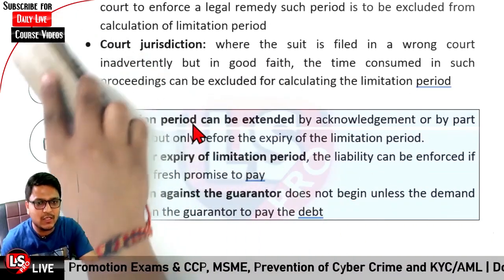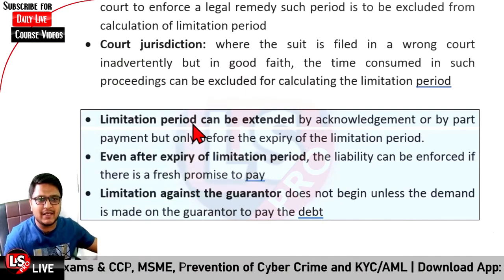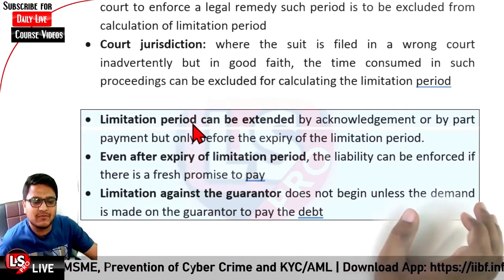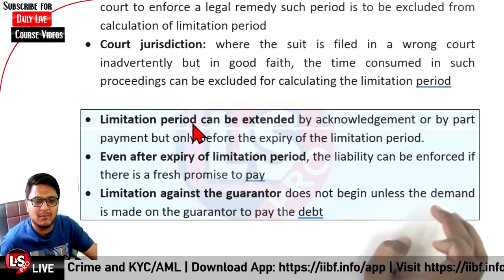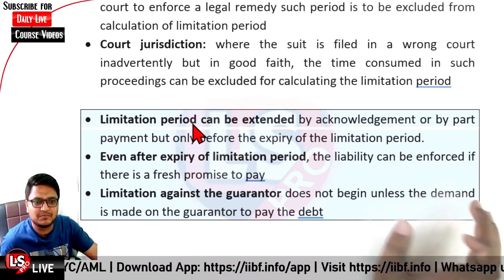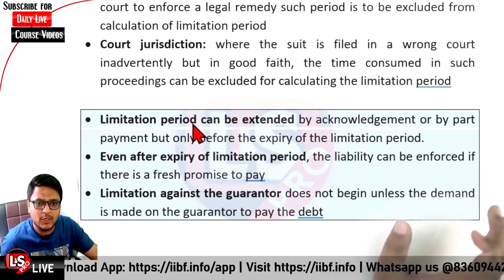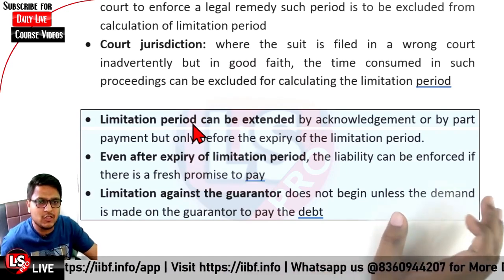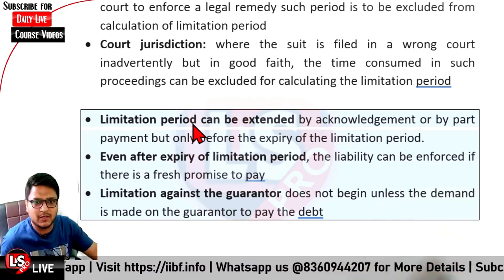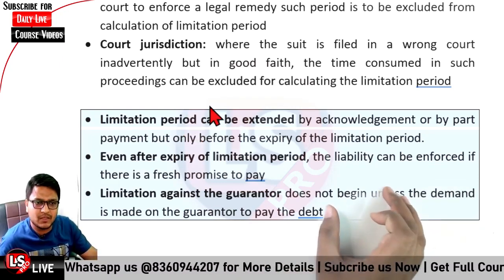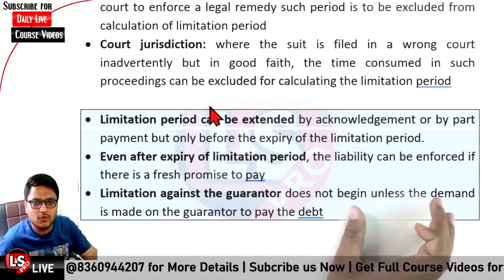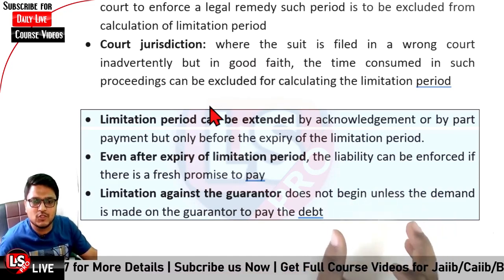Further, how can the limitation period be extended? It can be extended by way of acknowledgement letter, which we call a balance confirmation letter or acknowledgement of the debt due. So the limitation period can be extended in such a manner. Further, even after expiry of the limitation period, the liability can be enforced if there is a fresh promise to pay.